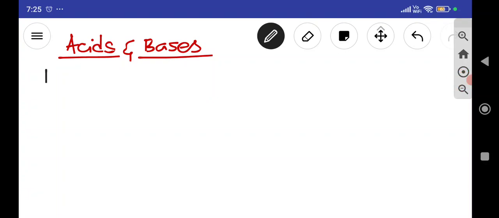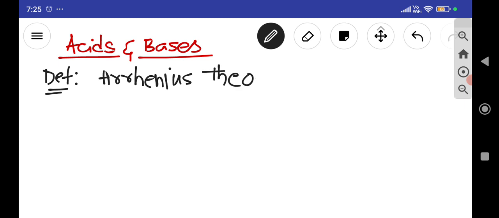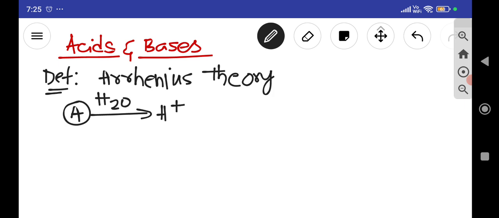First and foremost thing, how to define these acids and bases. We can use Arrhenius theory. So what is Arrhenius theory here? If you take a substance A, add water to this, then that will give you H plus ions, which you call protons, or you can also call hydronium ions. Then this substance A is called an acid.